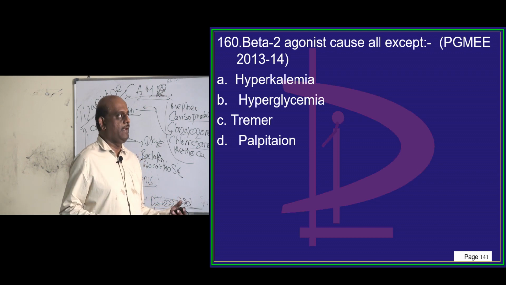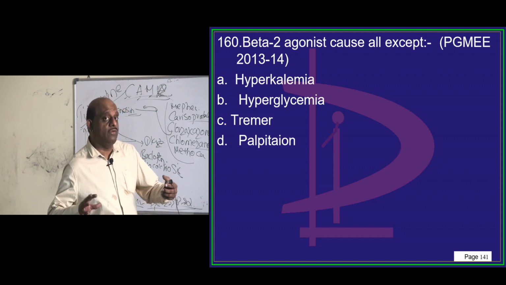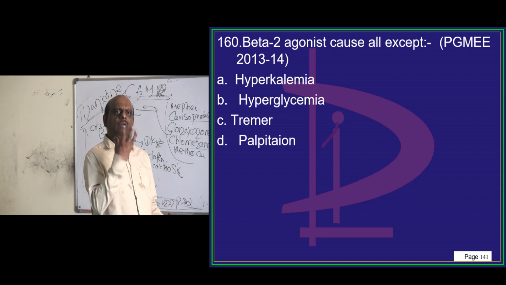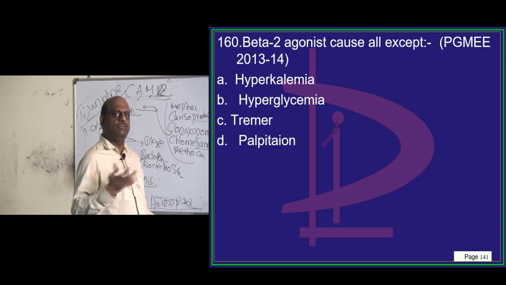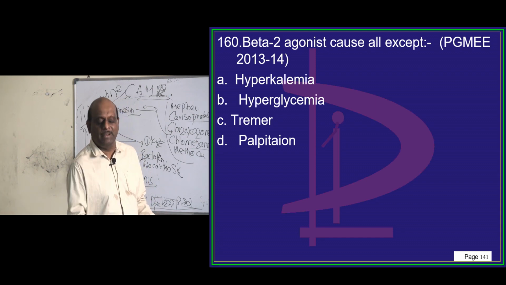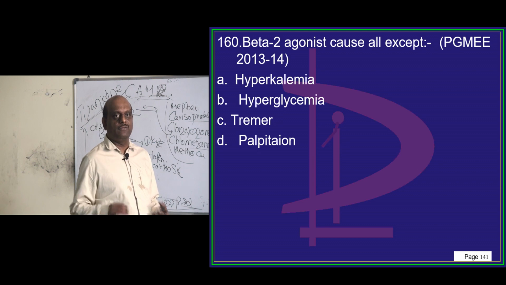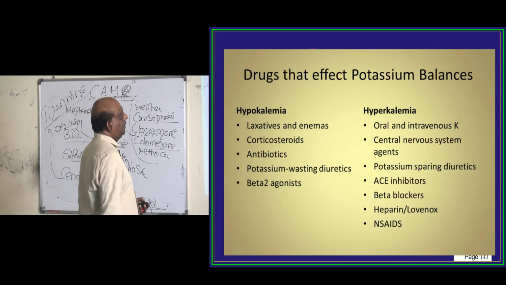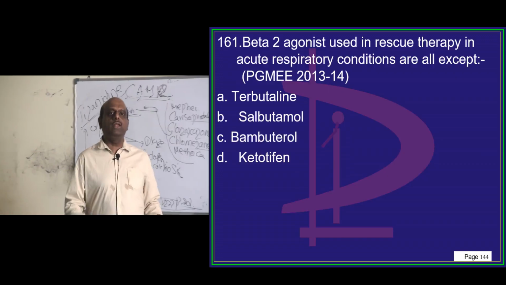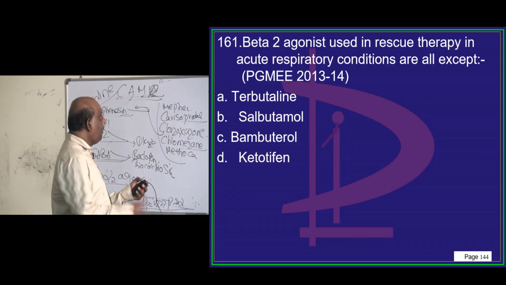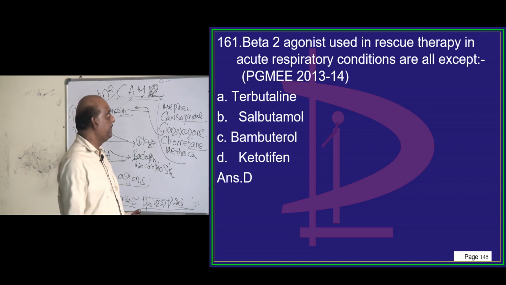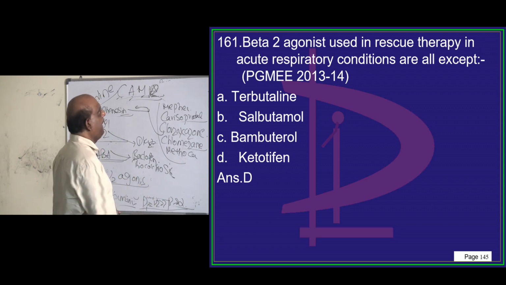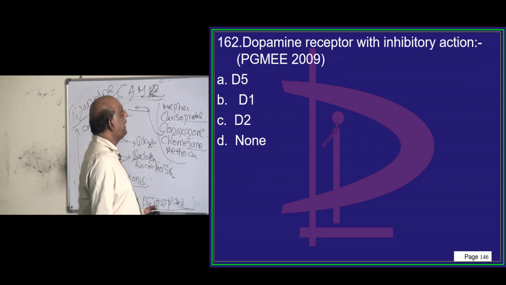Whereas, what is the very common cause of hypokalemia in the intensive care unit? In the intensive care unit, a lot of people will be nebulized and you will be administering a lot of beta 2 agonists in the acute medical care unit, and that leads to the development of intense hypokalemia, is what you need to remember. Now, beta 2 agonists which are used in acute respiratory conditions: terbutaline, salbutamol, bambuterol, they are all basically used in acute clinical management.